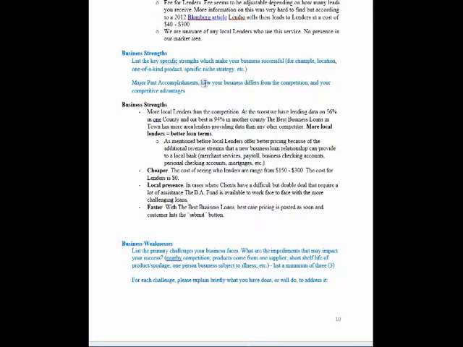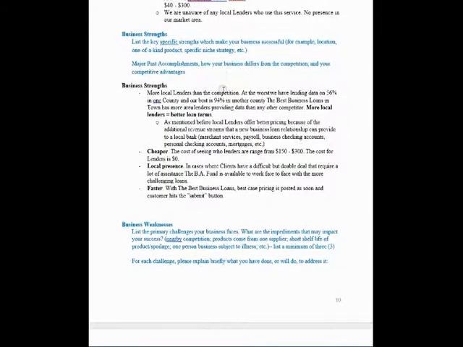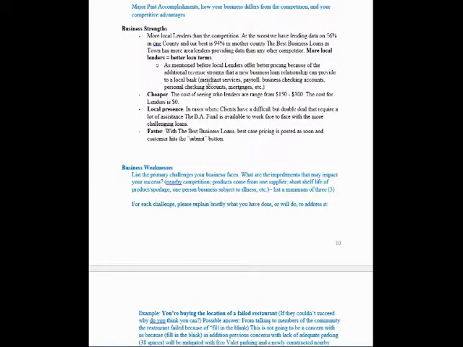For us, we have business strengths. Again, we're going back to the same thing, but more local lenders in the competition. And then we have some data. At the worst, we have lending data on 56% in one county of lenders, and at the best, we have lending data from 94% of lenders in another county. The Best Business Loans in town has more area lenders providing data than any other competition. More local lenders equals better loan terms.